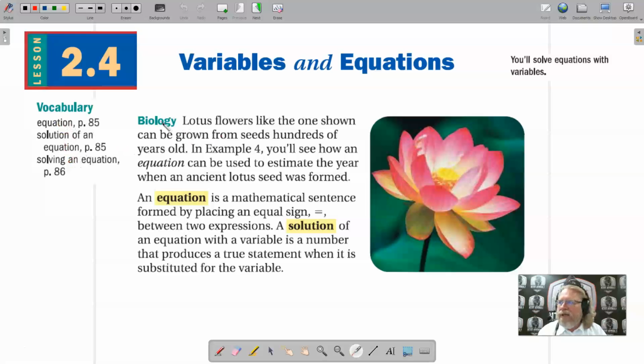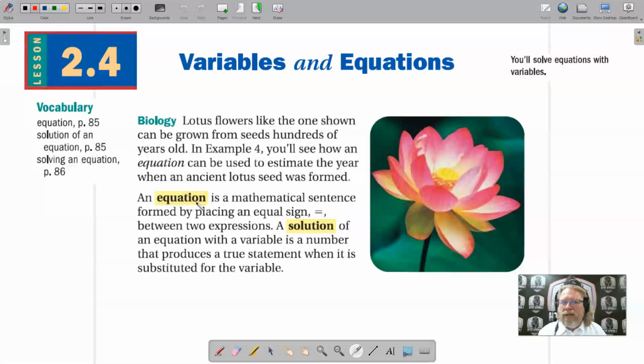So our example is a biology example. It says that lotus flowers, like the one shown, can be grown from seeds hundreds of years old. In example 4, you'll see how an equation can be used to estimate the year when an ancient lotus seed was formed. So we have a couple of vocabulary words. We know that our vocabulary words show up in yellow.